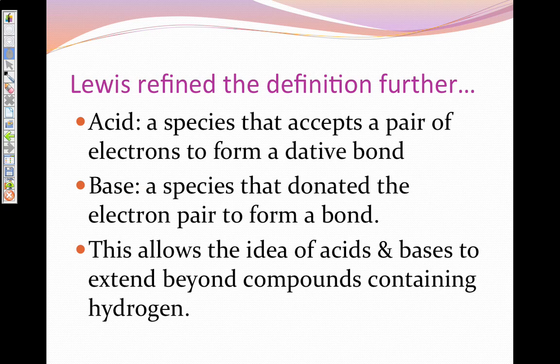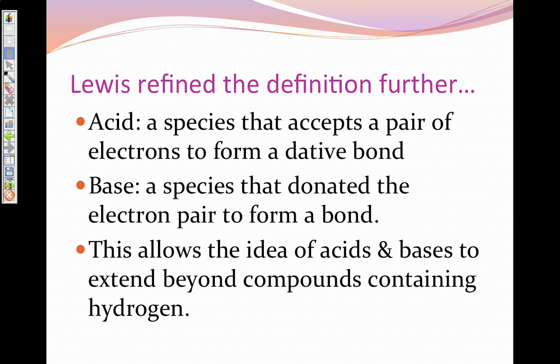Again, this allows our idea of acids and bases to extend to more than just compounds that contain a hydrogen, because Bronsted and Lowry were stuck with things that have hydrogen in them. But there's other things that act as acids and bases, like boron trifluoride acts as an acid. How does that happen? It's because Lewis said, let's not look at protons, but let's look at the electrons and the sharing of the electrons. There should be a dative bond involved. In the base? So yes.